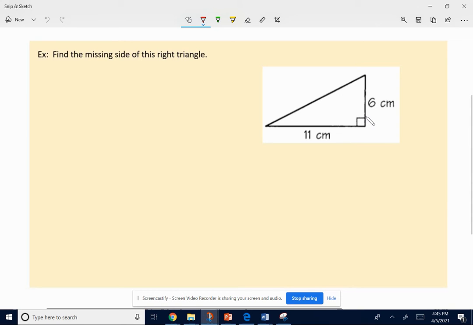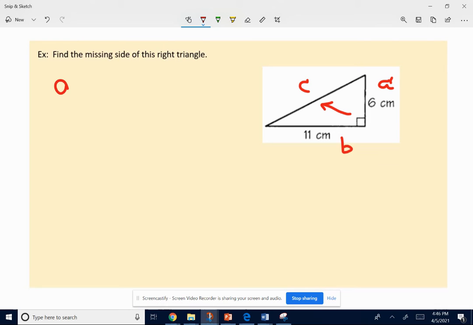The first thing we need to do is label A, B, and C. But label C first. See the right angle? C has to be the one across from it, across the street from the right angle. That's your missing side, C. The other two sides are A and B. And guess what? It doesn't matter which is which. I'm just going to let 6 be the A and 11 be the B. I could have reversed it.